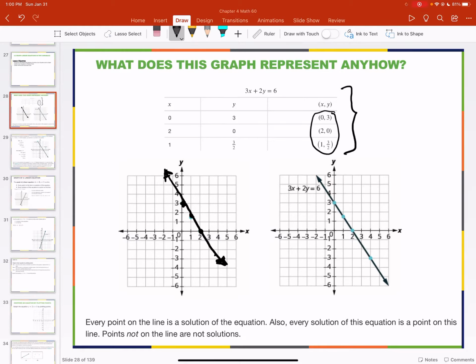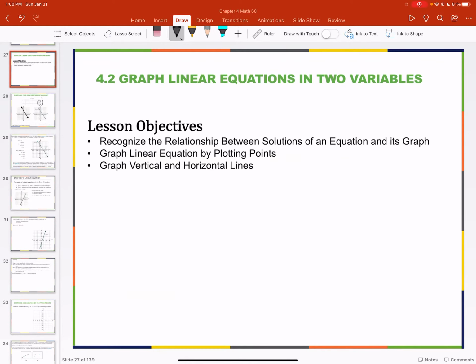So there's a point here, here. All these infinitely many points. It goes on till forever. That's what this arrow means here. It keeps going and going. That's a set of all points that are solutions to that 3x plus 2y equals 6 equation.